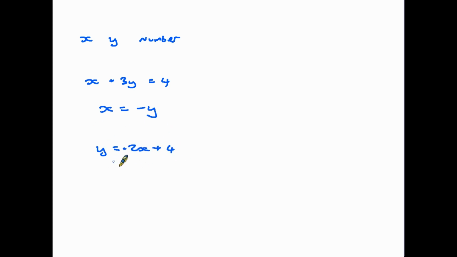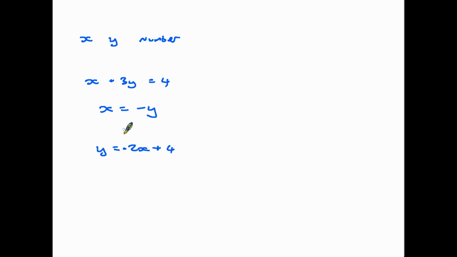It's also useful to be able to identify a straight line graph from an equation. All straight line graphs do have an equation, and they usually have x and y and a number. They can appear in a few different forms. You might get something like x plus 3y equals 4. You might find x equals minus y. You might have y equals minus 2x plus 4. In all these cases, although they may look slightly different and need rearranging, they all have x, y and numbers.